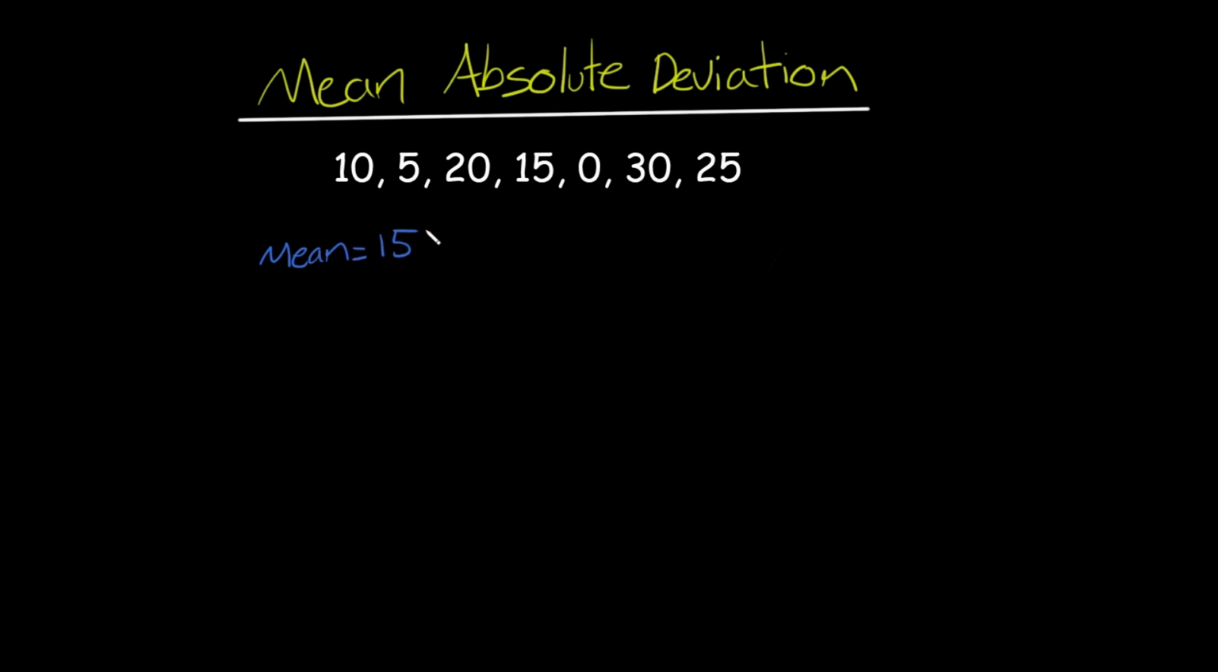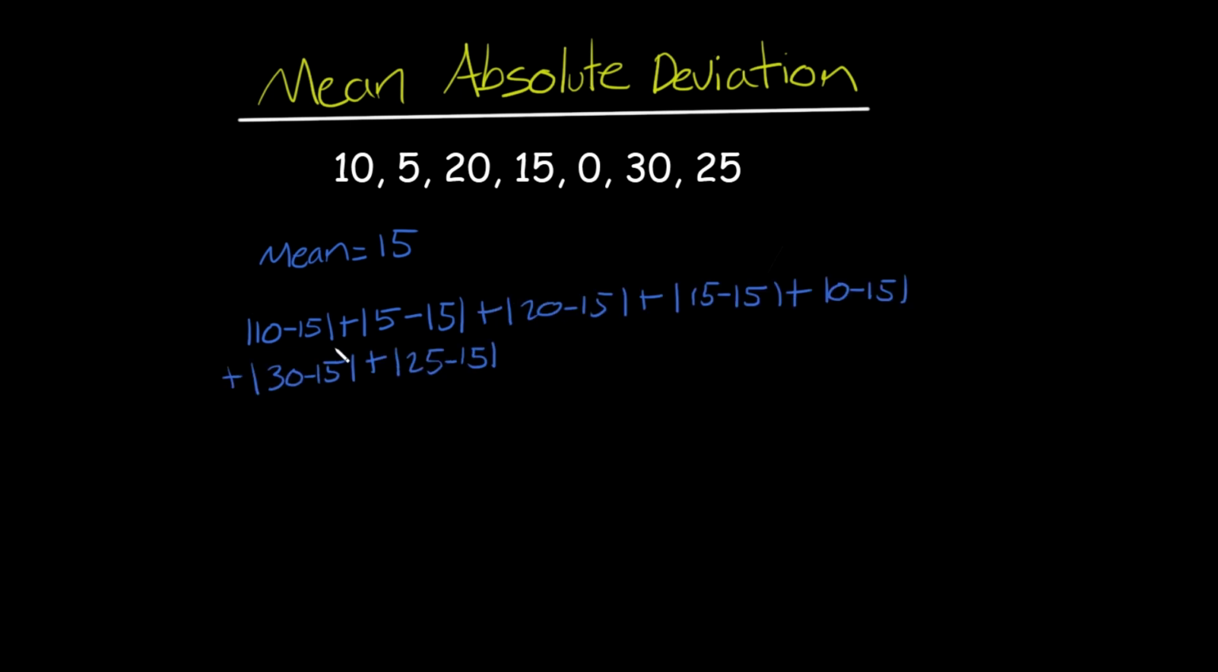All right. Now let's subtract the mean from all of these data points and take the absolute value of that, which would give us the absolute value of the distance of each of these data points. So here we can see the absolute value of 10 minus 15 plus the absolute value of 5 minus 15, and so on. And I will go ahead and write all of these. Okay, now that I've written all of these, we can go ahead and simplify this.